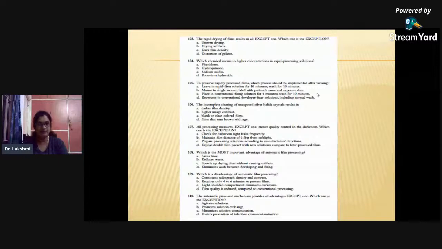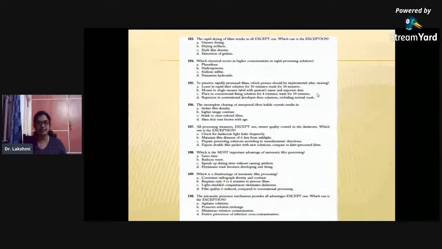108. Which is the most important advantage of automatic film processing? Option is A. It saves time. 109, which is a disadvantage of automatic film processing? Option is D. Film quality is reduced compared to conventional processing. 110th question. The automatic processor mechanism provides all advantages except one. Which one is the exception? D. Fosters prevention of infection, cross contamination. Okay.